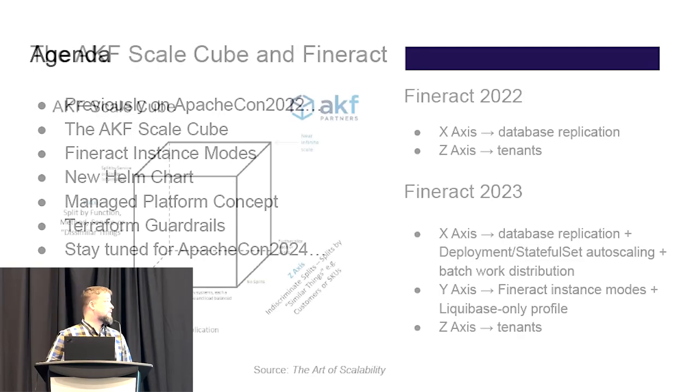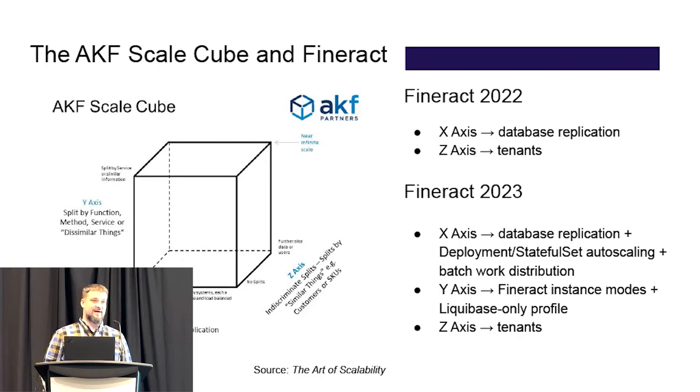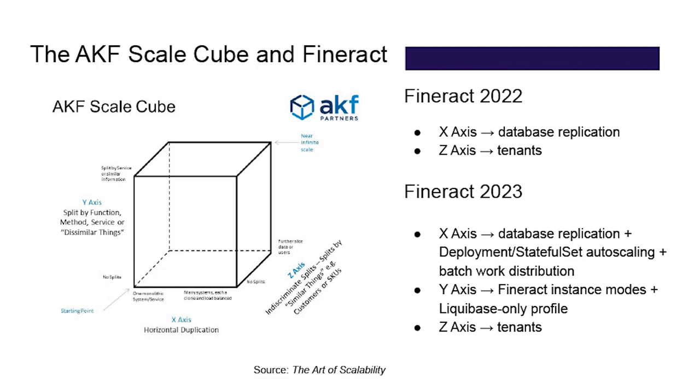So, about the EKF scale cube and Fineract. What does scalability mean? Scalability actually means a lot of things for a lot of software and a lot of modules. However, usually all of the scaling attempts can be characterized as one of three different attempts. One is horizontal duplication. Horizontal duplication basically means that you create the data in multiple instances, or you run the software in multiple instances, thus increasing the throughput for the clients that want to connect to the system.